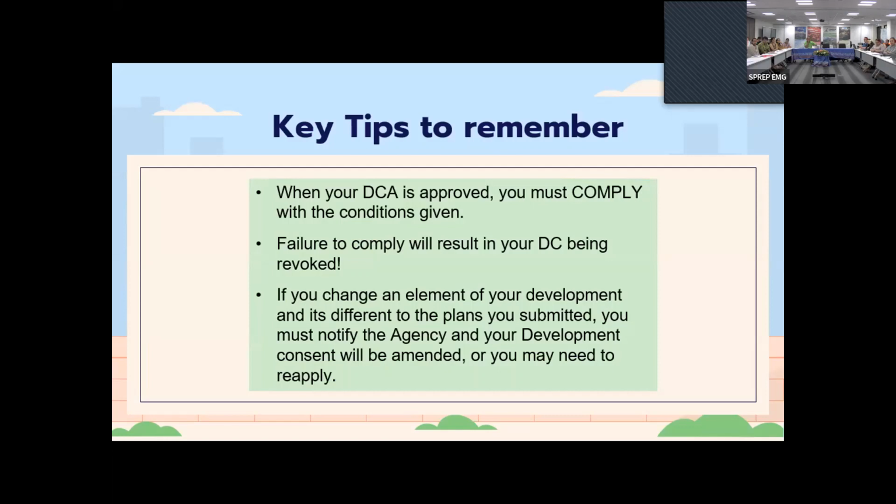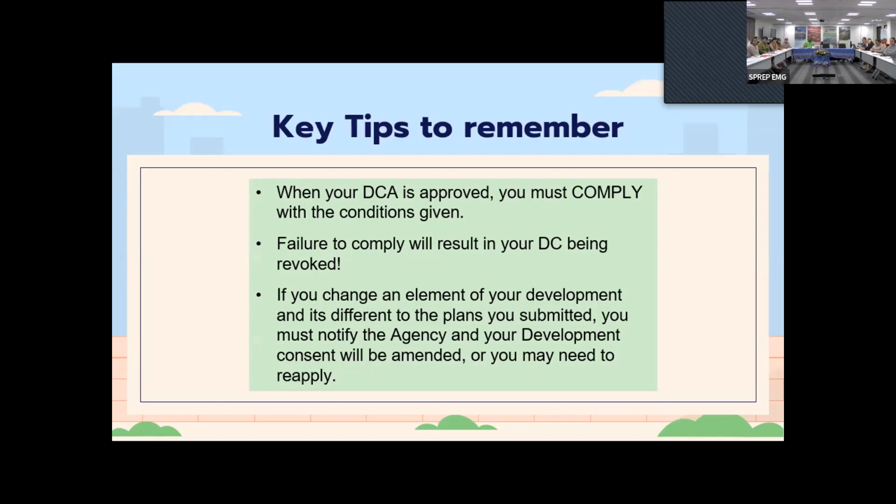And failure to comply will result in your DC actually being revoked. So this is another common misconception by people, that once we give the okay, that's an okay for them to do whatever they want now because we've given the okay. It's just like any other license that you get, like your driver's license. When you commit a driving offense, like you crash your car or you hit somebody, they will take away your license. So that's the same application here for the DC.